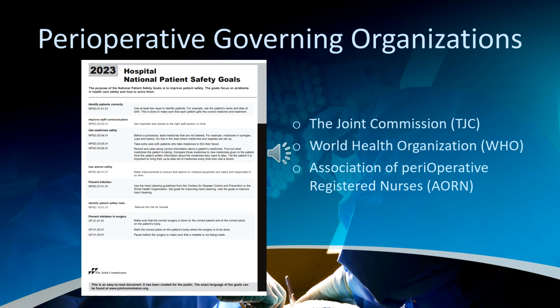Annually, they publish a national patient safety goal based on emergent patient safety issues. The goals are going to focus on problems in healthcare and how to solve them. While all these goals are important, there are a few that are very specific to surgical services. Those goals, specific to surgery, fall under the Prevent Mistakes in Surgery section.